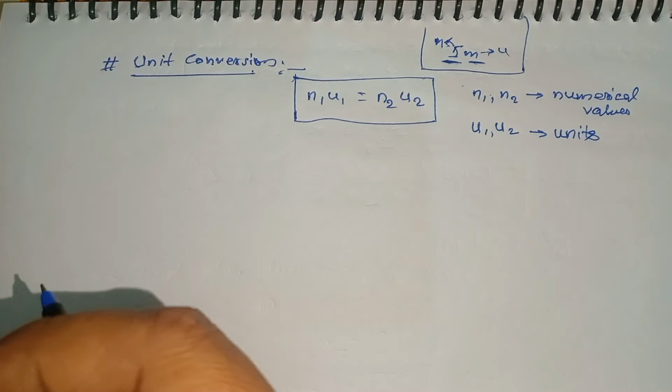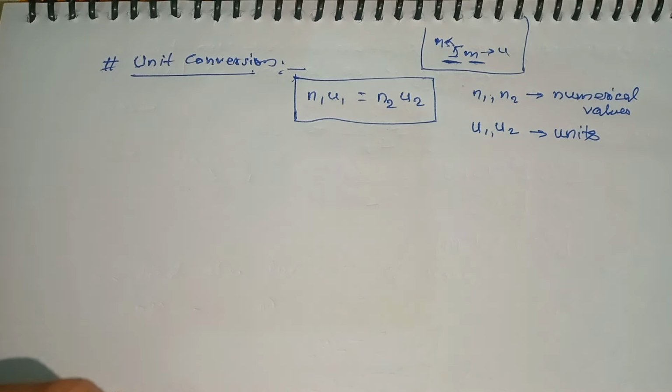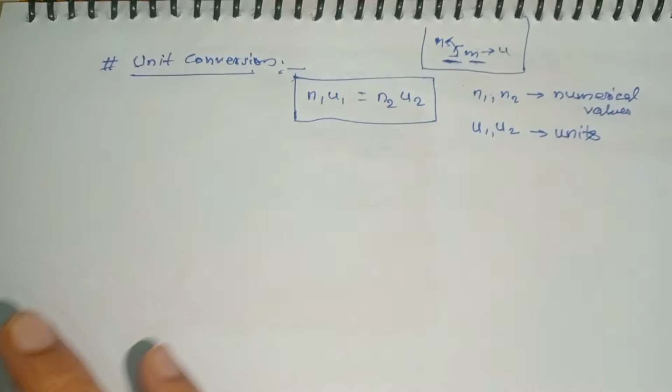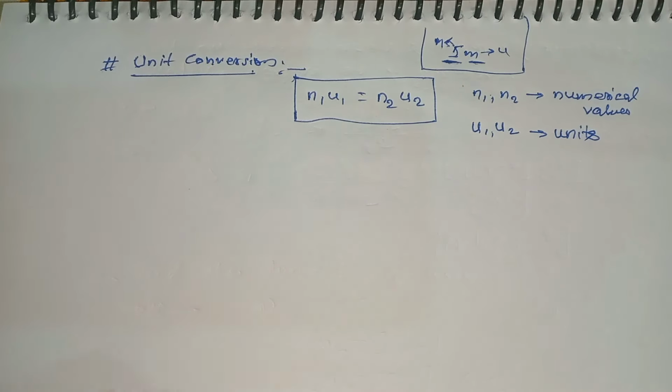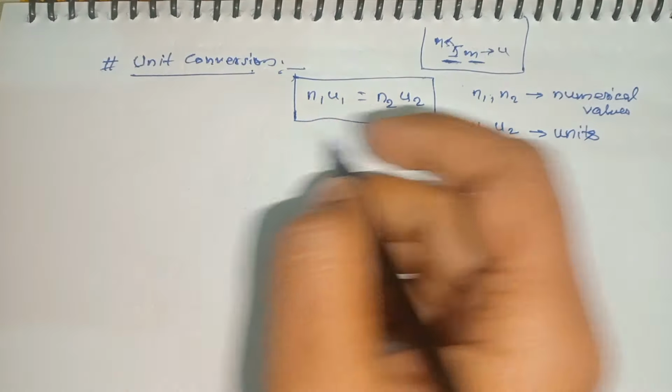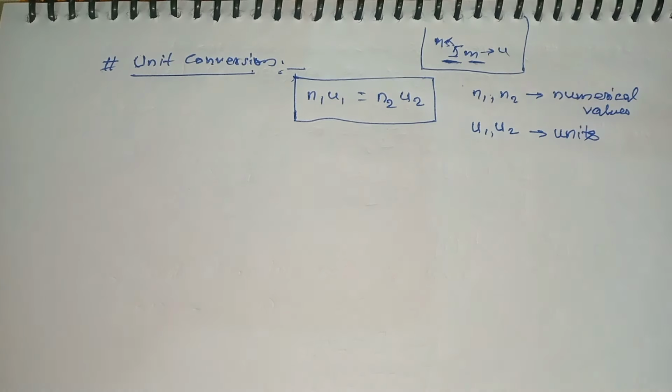The magnitude of a physical quantity will remain the same irrespective of the system of unit. Magnitude always remains the same, and with the help of this formula we convert one system of unit into another system. So let's see how it is done.